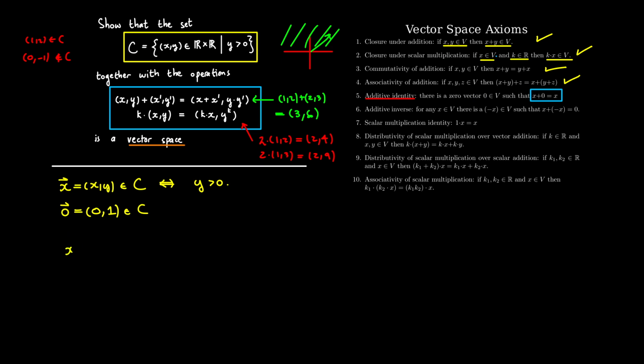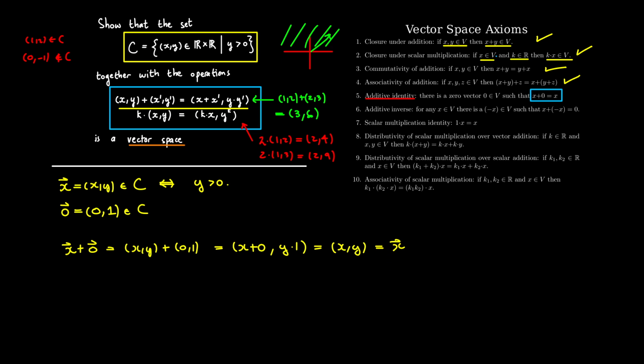If I take x and I add this to 0, again, this is x comma y plus 0 comma 1. And according to how we've defined this addition over here, you add the first components as usual, and then you multiply the second components. And here you can see everything is going to work out. We're just left with x here and y, and this is just x.